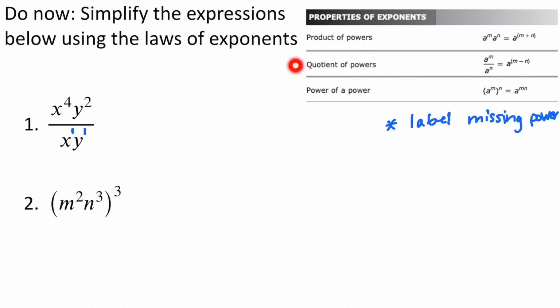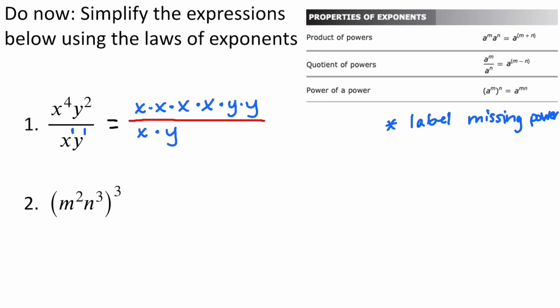Right here is our properties of exponents. We've got our quotient of powers, and we use quotient because it is dividing. However, I'm going to practice expanding this out and getting the answer the long way. The top says x to the fourth, which means we have x 4 times, so we write x times x times x times x. Then y squared tells me I'm going to have y 2 times on the top. And we divide that by x to the first power, which tells me to write 1x, and y to the first power tells me to write 1y.